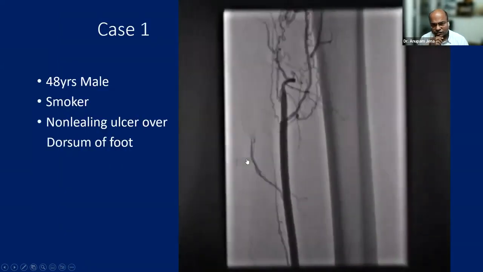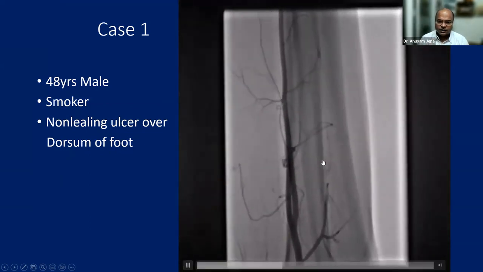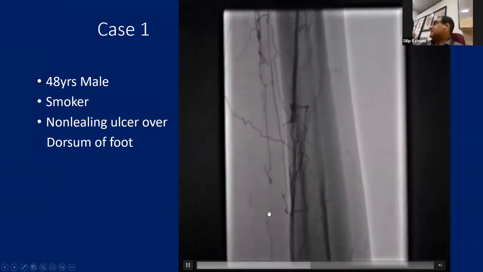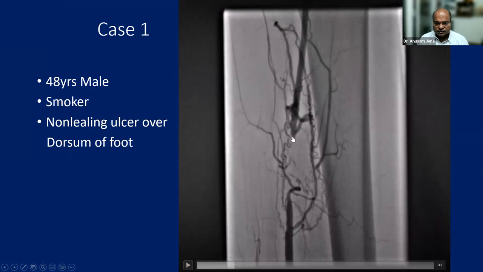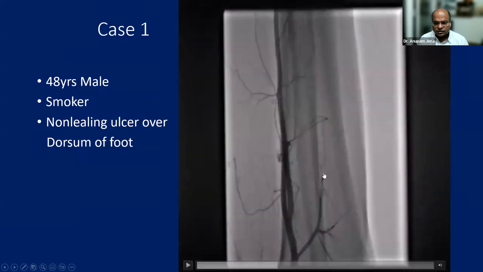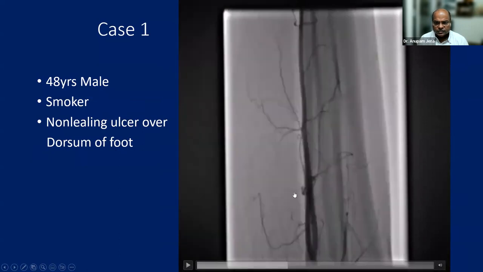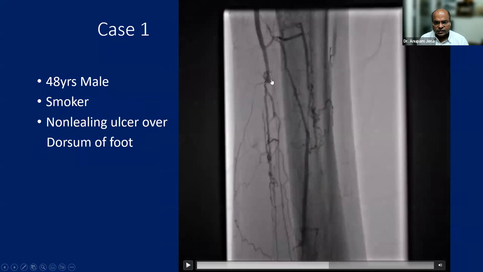So I'll just show a few cases and then we'll discuss. So this is a chronic smoker, 48-year-old male. And in this case, again, the SFA is stenosed. So this is a CTO with extensive collateralization. And as we go down, we see that the intertibial artery is occluded from the proximal part, and the peroneal artery is patent. Posterior tibial also has a long segment occlusion and distal reformation.